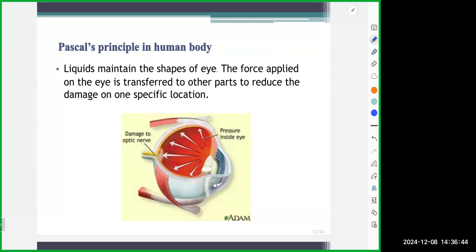Then, for example, when you touch your eye around here, the force would not go directly to your optic nerves. However, it's spread all around. So it might not cause a lot of damage to the optic nerve. That's it.